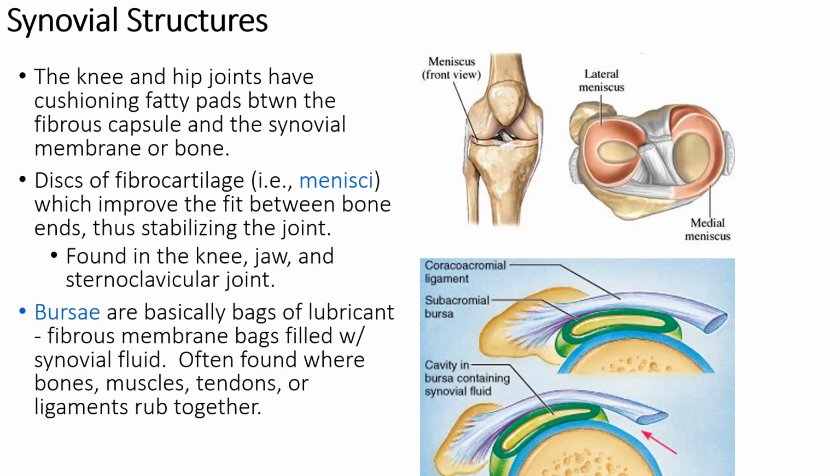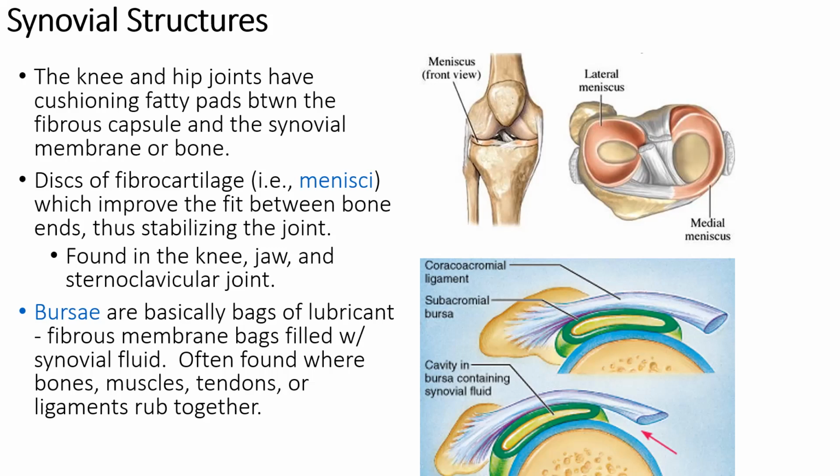Now, the other type of structure that helps us out is called a bursa sac. And a bursa sac is a bag of synovial fluid. It's like a heavy duty water balloon, a real thick water balloon filled with hotcake syrup or corn syrup, something goopy, something thick. And these bursa sacs meet that description. And we find them whenever we're going to have bones and muscles and tendons and ligaments rubbing together.